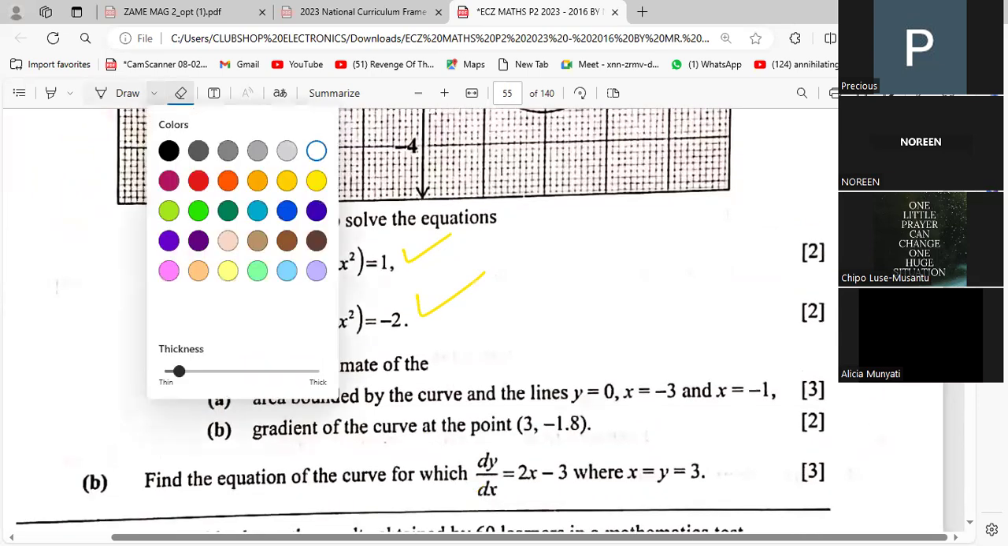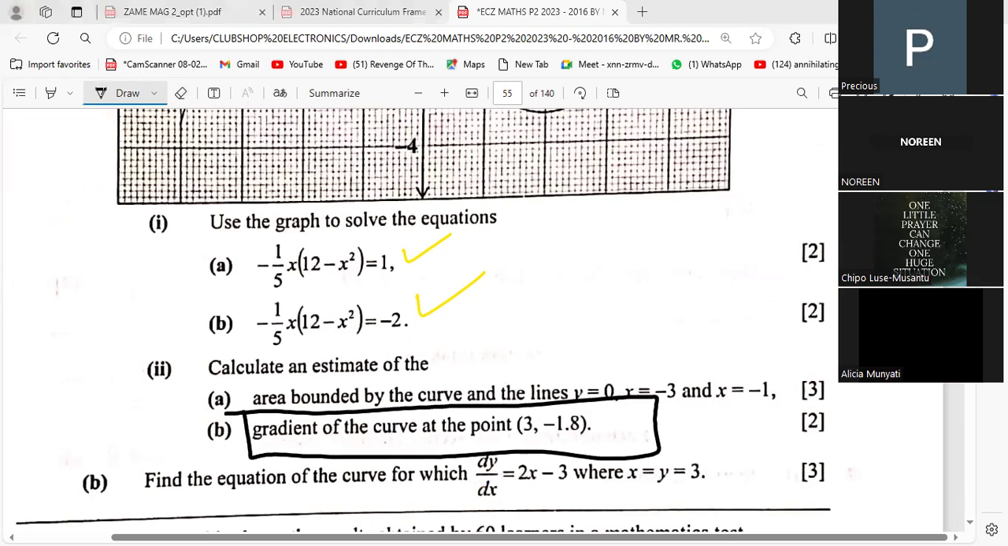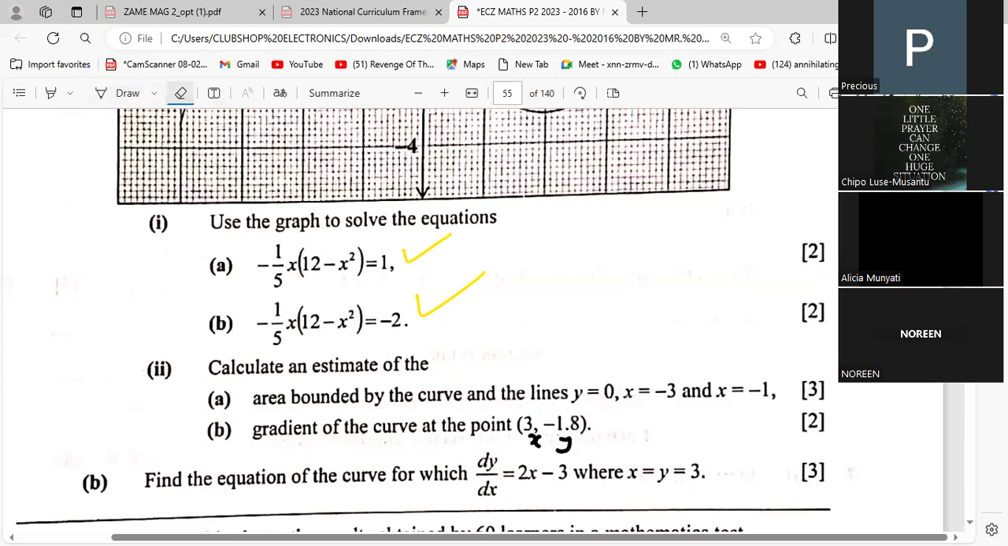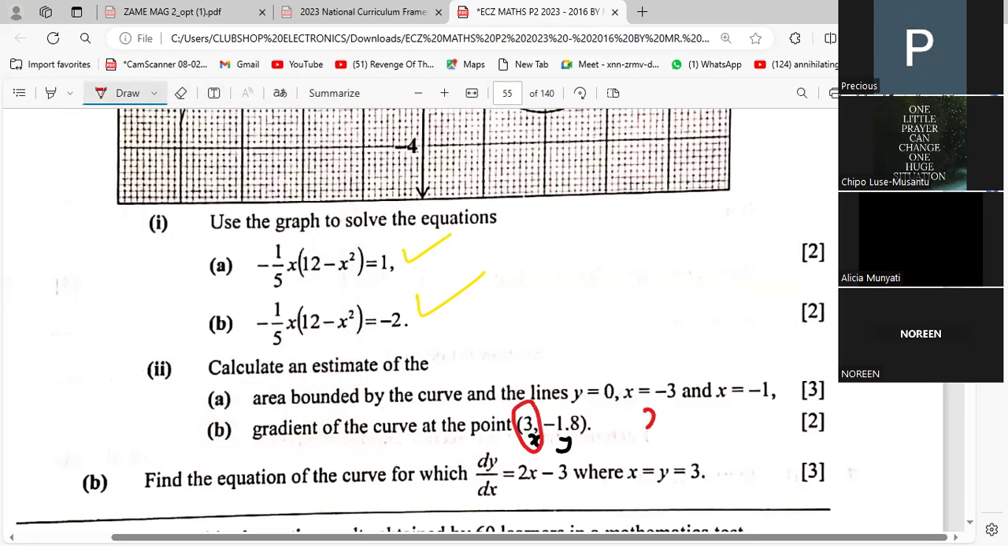They'll always give you a point. Here, look at B. Are you able to see this question? What is the value of x? Here, we have been given 3, negative 1.8. This is x and this is y, isn't it? The first one is always x. The second one is y. So it means our x here is 3. x is equal to 3. Is that okay?